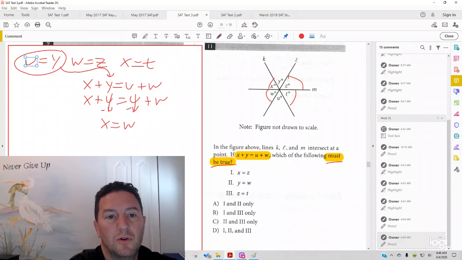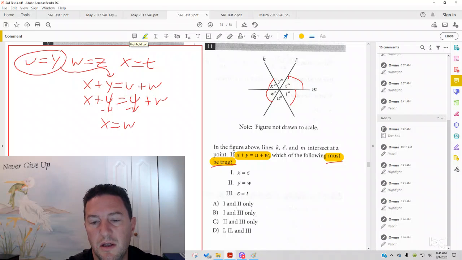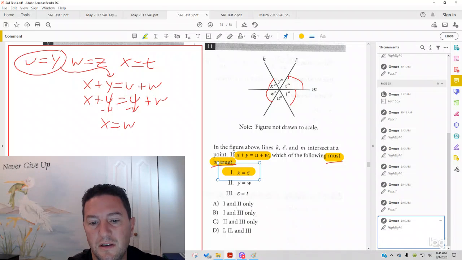And now, when you look at the answer choices, does x have to equal z? Yes, it does. Does y have to equal w? Actually, it does not. There's nothing that makes those have to be equal. And does z have to equal t? Yes, it does. So we see that the answer here is Roman numeral 1 and 3.